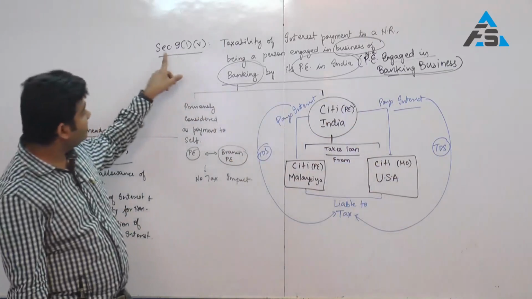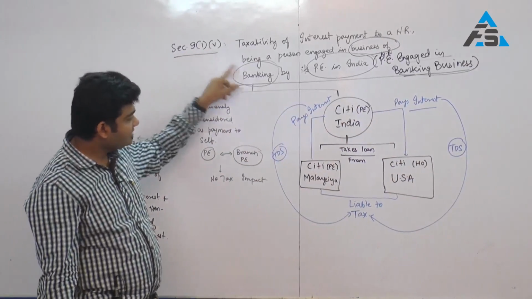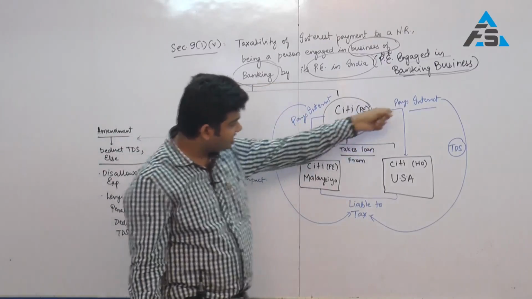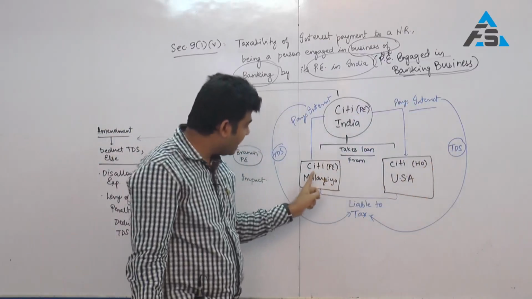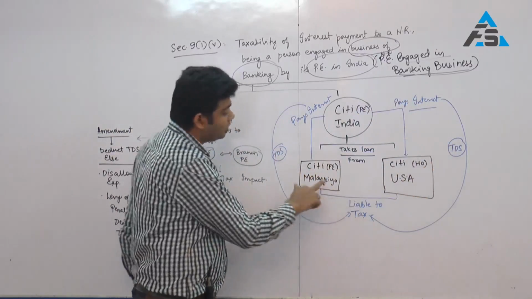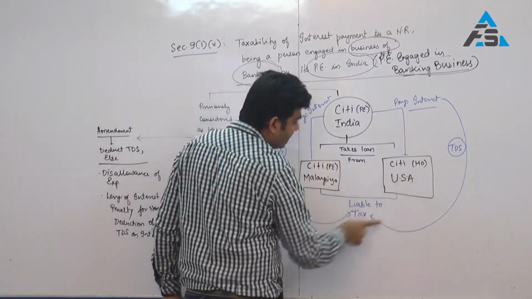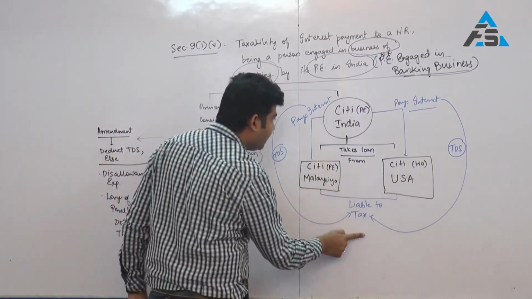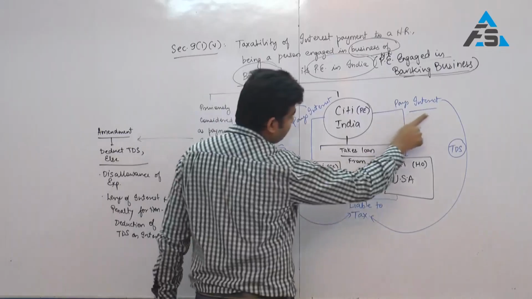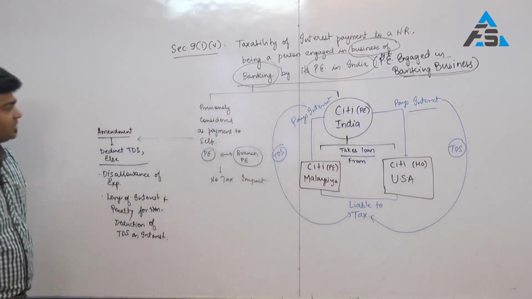Now with the amendment in FA 2015, section 9 subsection 1 clause 5 says that this payment of interest by City India to USA and Malaysia respectively will be considered as income deemed to accrue or arise in India for City Malaysia and for City USA, liable to tax. Accordingly, the PE in India has to deduct TDS on payment of interest to its respective permanent establishment.